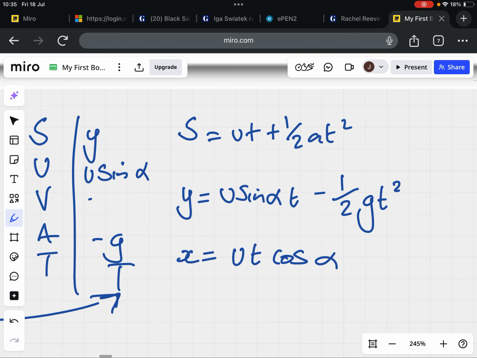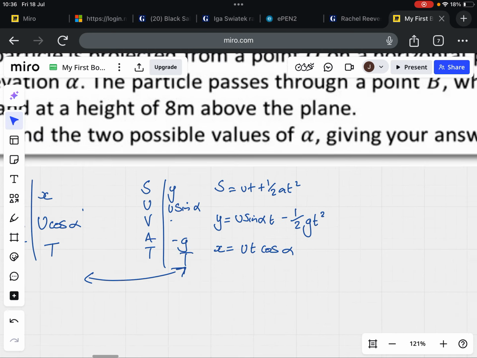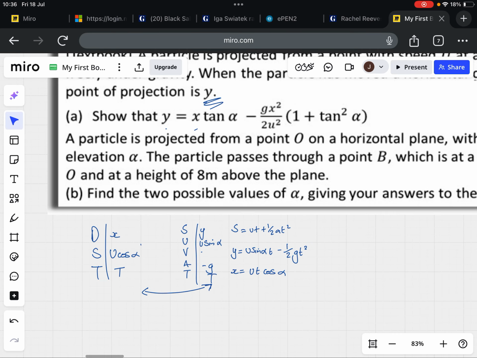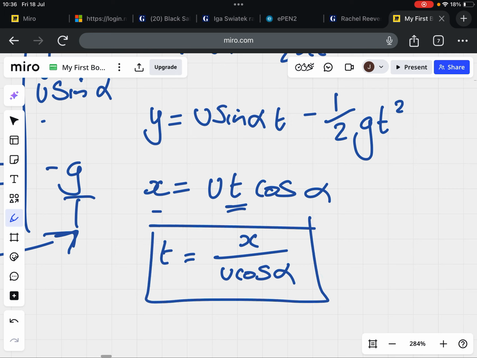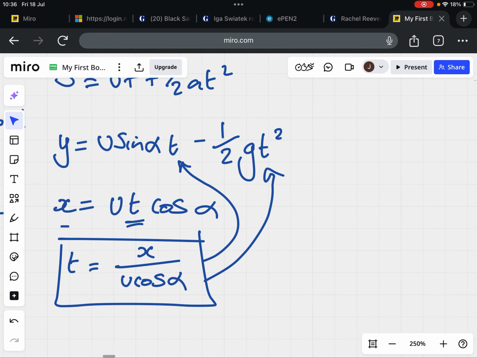cos alpha. Okay. Now, I kind of gave you a clue a minute ago, which is that t is not in the final answer. So what we're going to do, because this says y equals, and it has x involved as well, we're going to get this t on its own. So let's do that. So t will be equal to x over u cos alpha. Okay, and then we're going to sub that into these parts here.